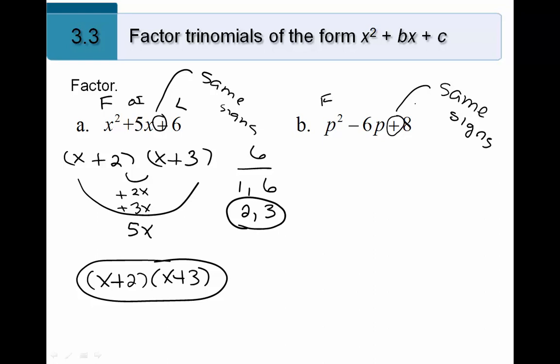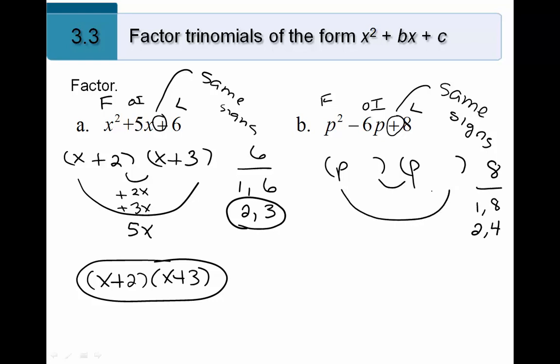F, L, O, I. I'll do my F first. P times P is P squared. Then I'll look at my L, my factors of 8. 1 times 8 is 8, and 2 times 4 is 8. I'm looking for my factors that will add up to 6. 2 and 4.